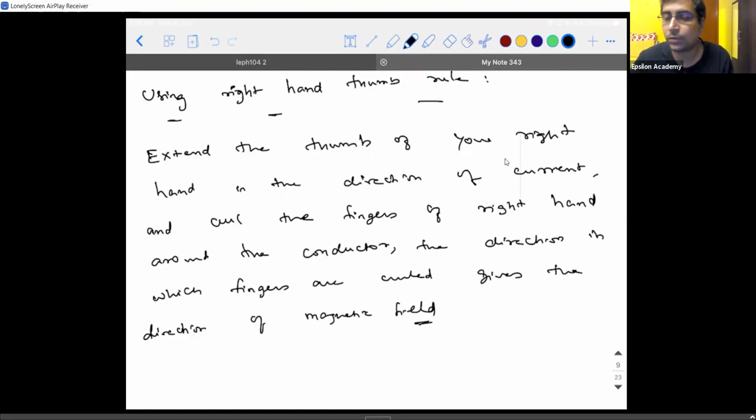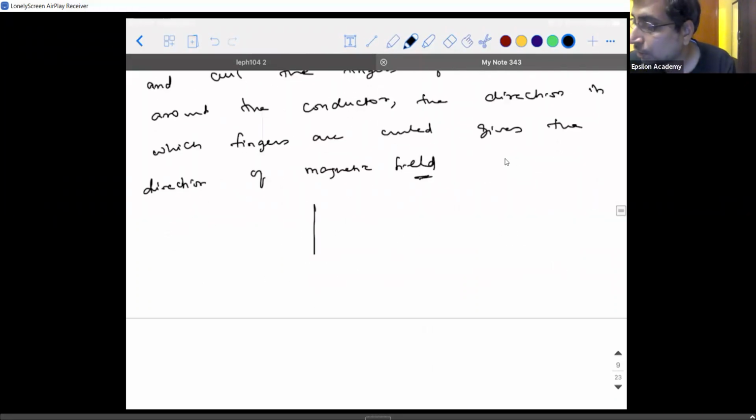So let me explain this. Suppose this is the conductor and this is the direction in which the current is flowing. So place the thumb of your right hand in the direction of current and curl the fingers of your right hand as if you're going to hold it. So when you do that, what is going to happen? If the current carrying conductor is going to be straight, then at a point P on the right hand side, the magnetic field will be into the plane. Similarly, at a point P dash, which is on the left of the current carrying conductor, it is going to be out of the plane.